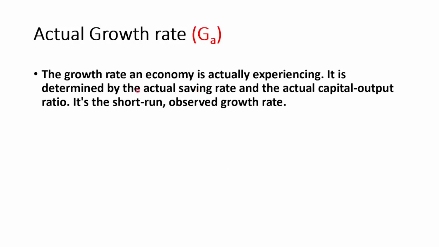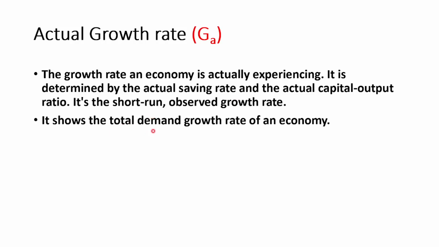Okay, the actual growth rate: the growth rate an economy is actually experiencing or realizing. It is determined by the actual saving rate and the actual capital output ratio. It is the short-run observed growth rate. It shows the total demand growth rate of an economy. So here GA means actual growth rate, which comes from ΔY/Y. Again, ΔY means ΔK/C.